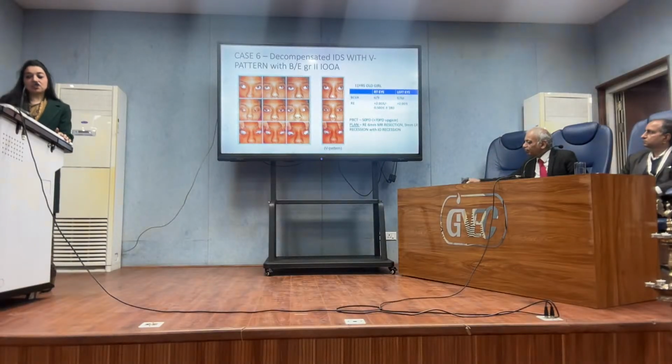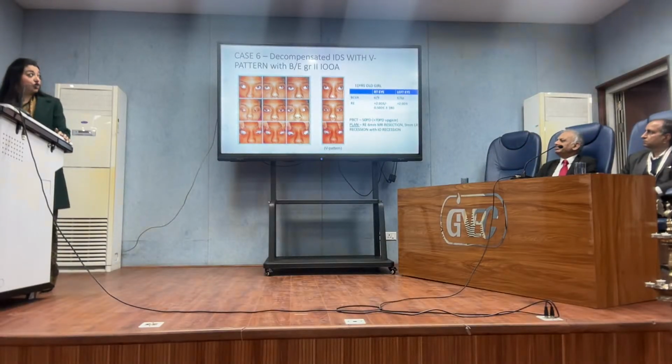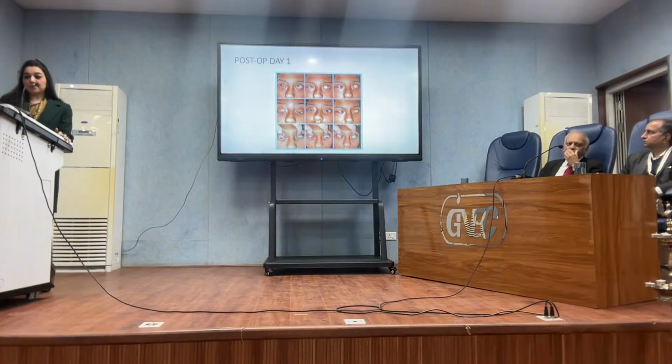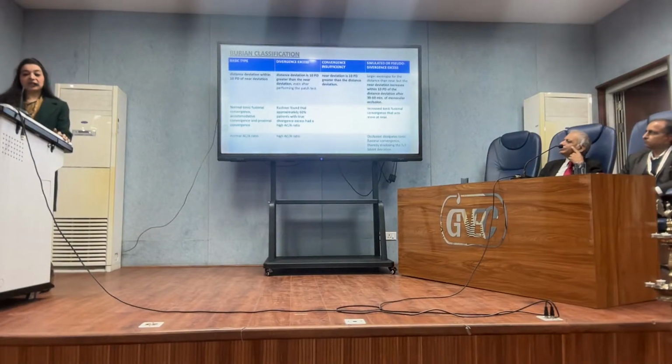Then this was decompensated IDS. Here there was grade 2 inferior oblique overaction. So IO recession can be done. This is post-op. Then there are classifications of IDS.